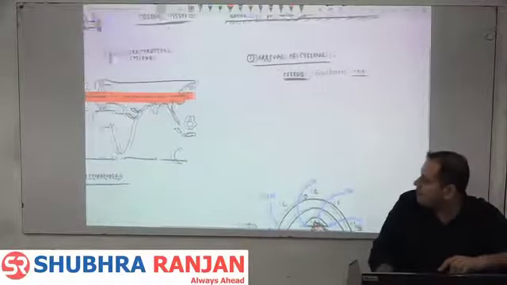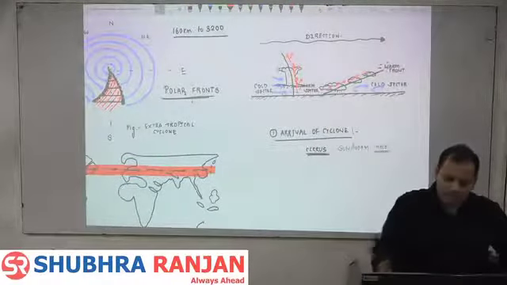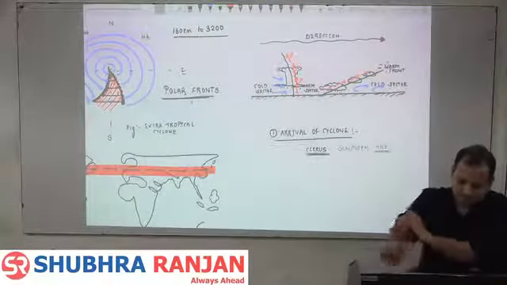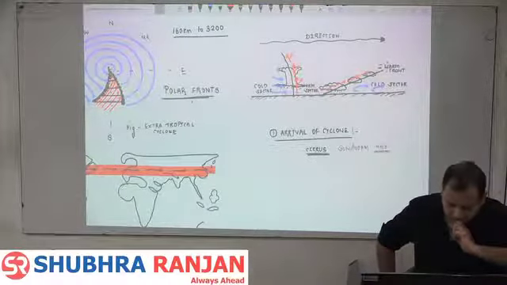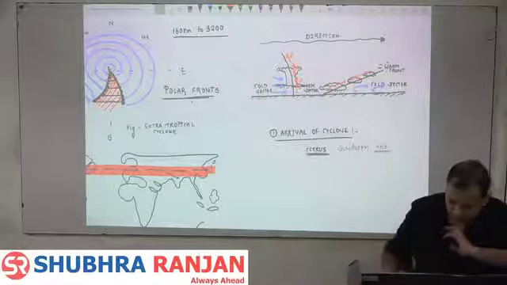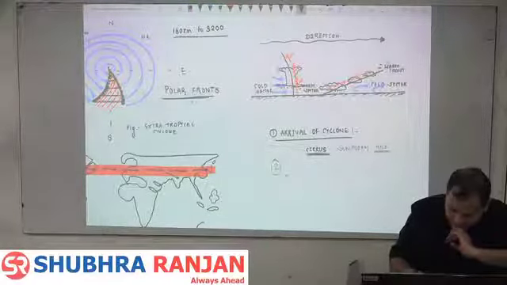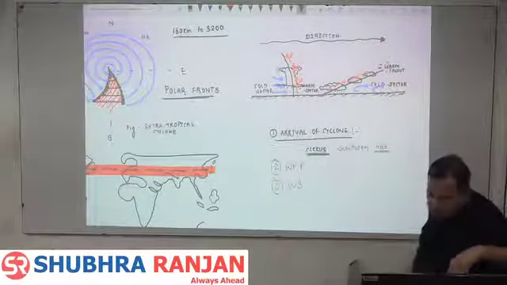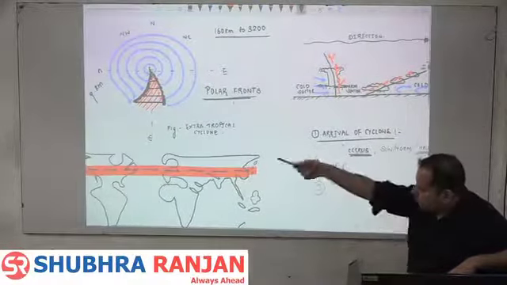Next क्या आएगा? What will come after this? Warm sector. Temperature increases. There is sudden change in the wind direction. True or false? See, look at the diagrams and it is clear to you.